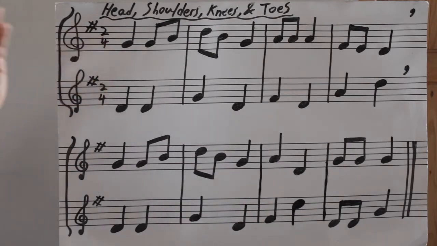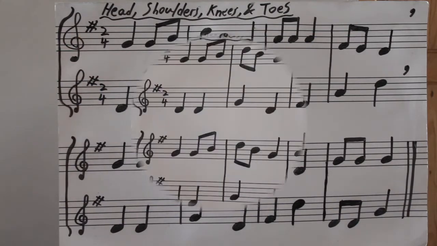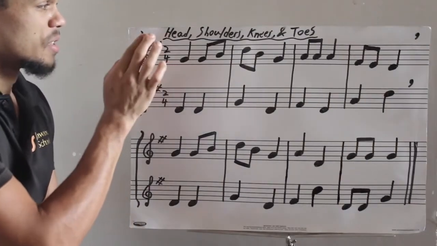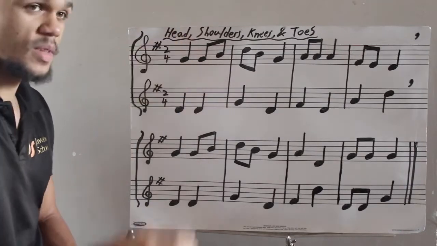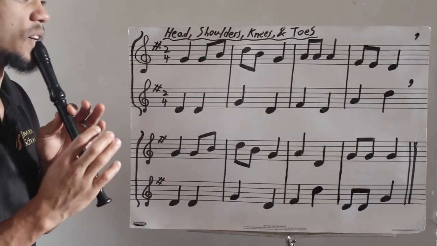So let's try and now play it, but we're gonna have to slow it down because when you're playing 2-4, it can be a bit quick, okay? So let's try and now play the piece. G, G, B. Let's go. Again.